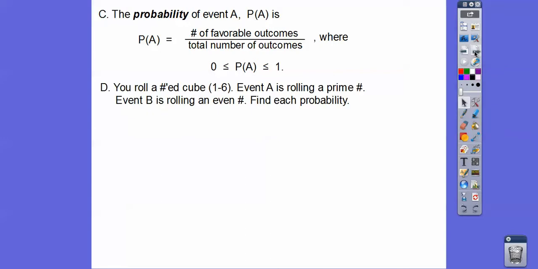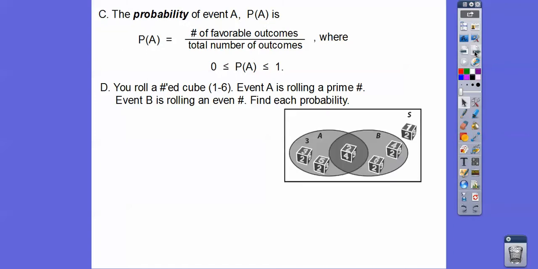It could be 0, it could be 1, but something like 2/5 or 3/7, something less than 1, okay? All right, so you roll a numbered cube, like you're playing Monopoly, that has the numbers 1, 2, 3, 4, 5, 6 on it. Event A is rolling a prime number. Event B is rolling an even number. Find each probability.